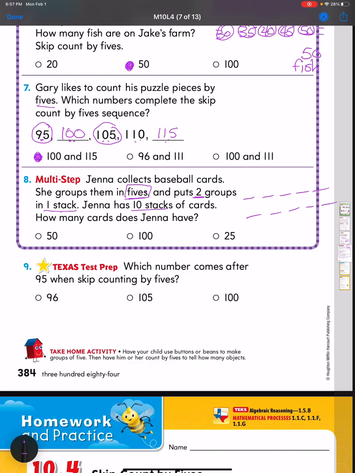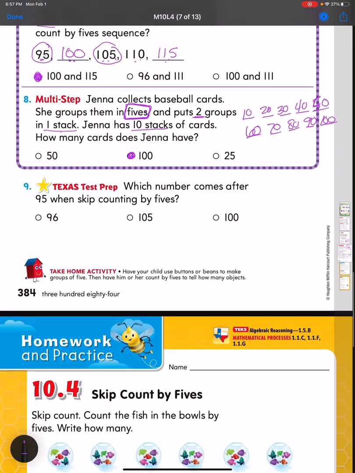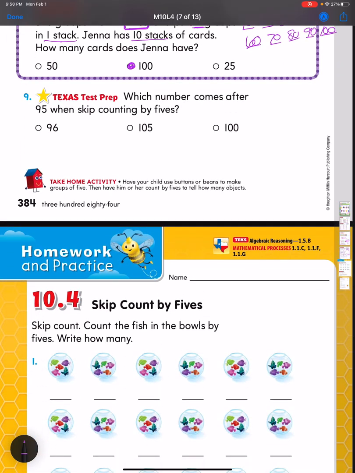There's her 10 stacks. So we're going to say, instead of counting by fives, we'll count by tens because each stack has 10 cards in it. 10, 20, 30, 40, 50, 60, 70, 80, 90, 100. She has 100 cards. Which number comes after 95 when skip counting by fives? So 95. 5 more would be 100.